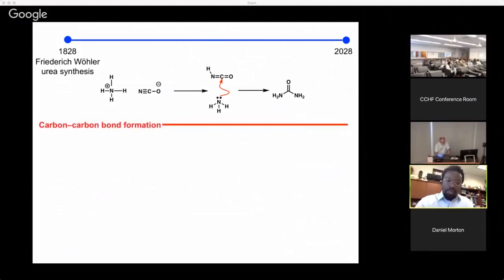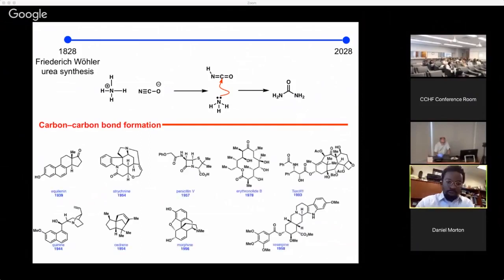However, in the ensuing 190 years or so, the field has really been driven by carbon-carbon bond formation. And of course, this is primarily due to the fact that a lot of the targets that one looks to address with organic synthesis are really based on a carbon framework. And so carbon-carbon bond formation has really formed the basis for advancing the field. And here are some examples of the types of target molecules that one can address using carbon-carbon bond formation primarily.